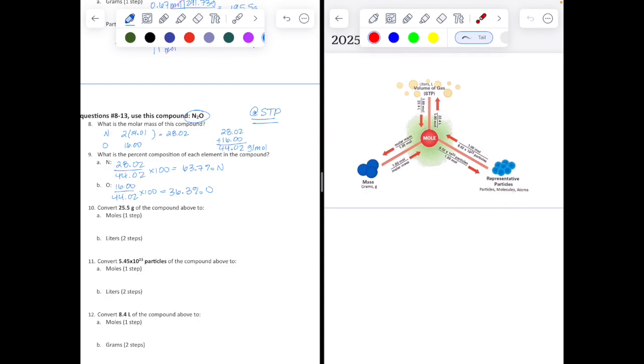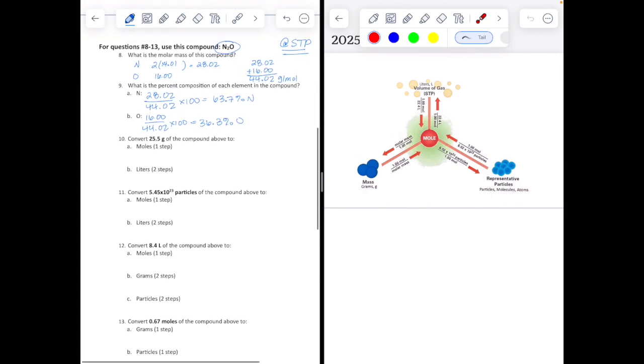1 mole of gas is equal to 22.4 liters at standard temperature and pressure. There's nothing that you need to do mathematically with standard temperature and pressure, that STP. It just is the conditions that allow us to use 22.4 liters. And remember, this only works for a gas. It has to be a gas in order for us to use the 22.4 liters.